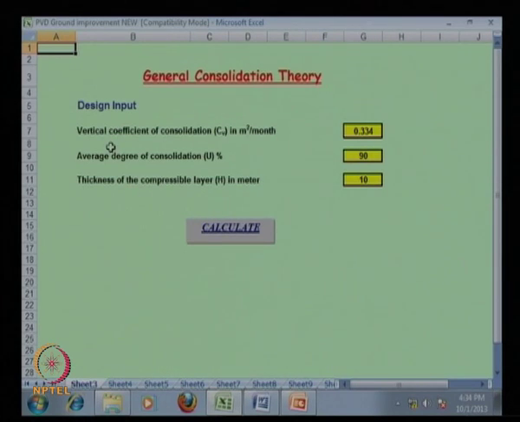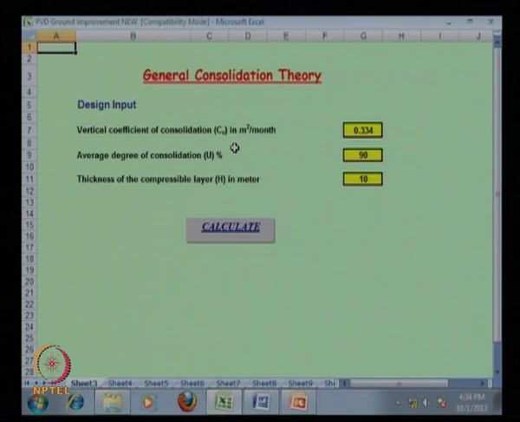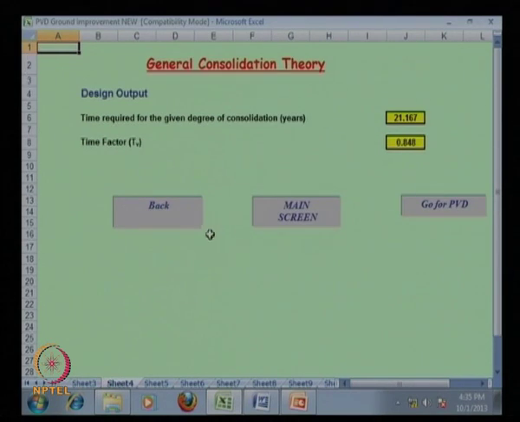So, here design input: vertical coefficient of consolidation, that is Cv in meter square per month, is 0.334, average degree of consolidation U is 90%, thickness of the compressible layer H in meter is 10. So, you can calculate, and this is the design output: time required for the given degree of consolidation in year is 21.167 and time factor Tv is 0.848. So, you see how many years you have to wait.